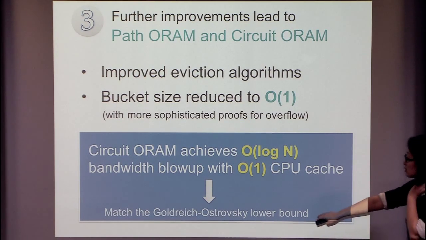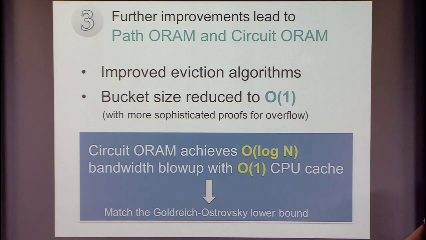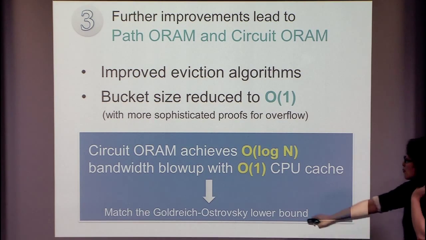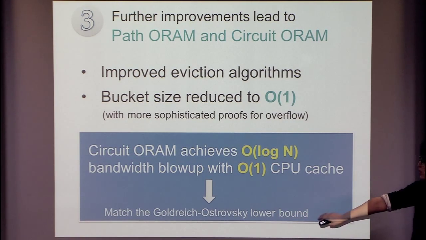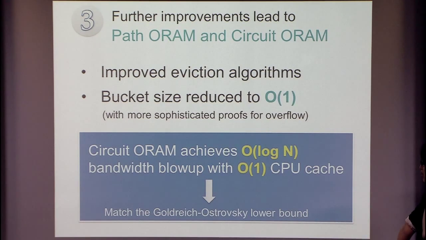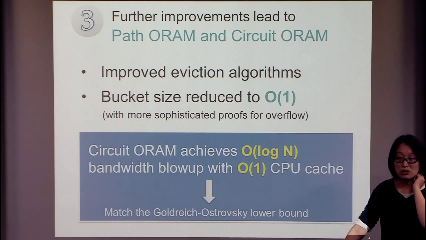And this actually matches the Goldreich-Ostrovsky lower bound. Essentially, Goldreich and Ostrovsky show a lower bound that any ORAM scheme with constant CPU cache must incur at least log n cost. The lower bound holds regardless of the block size. So this matches the lower bound for, roughly speaking, log n or log n squared block sizes. For smaller block sizes, we don't have a matching upper bound.